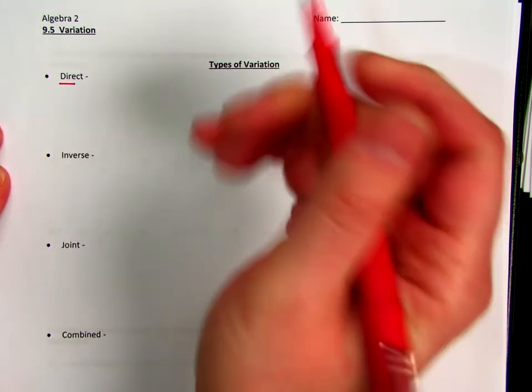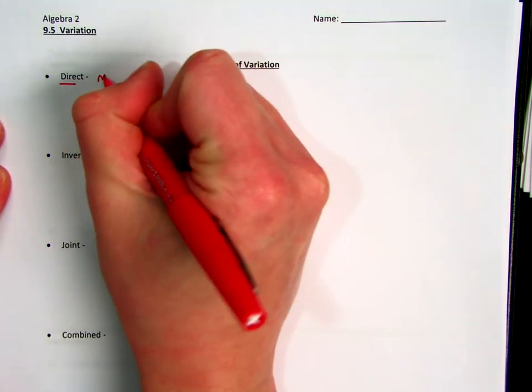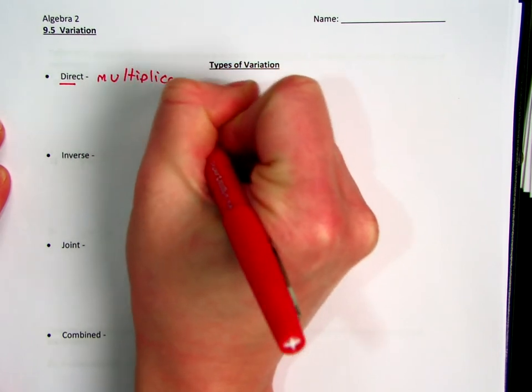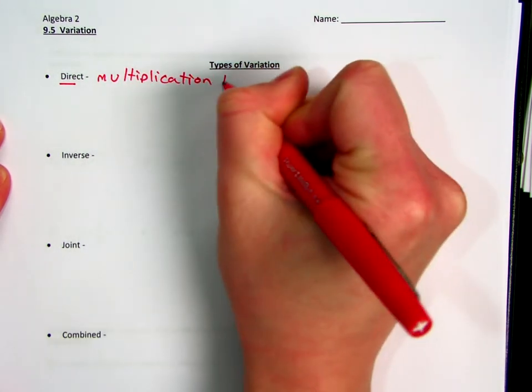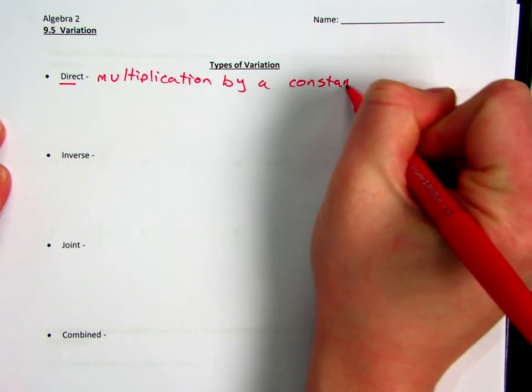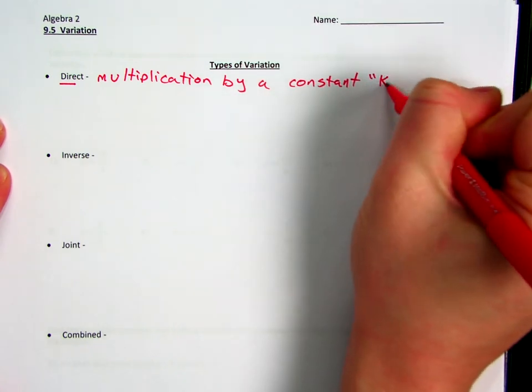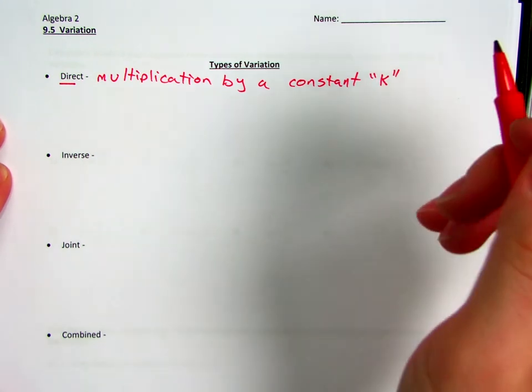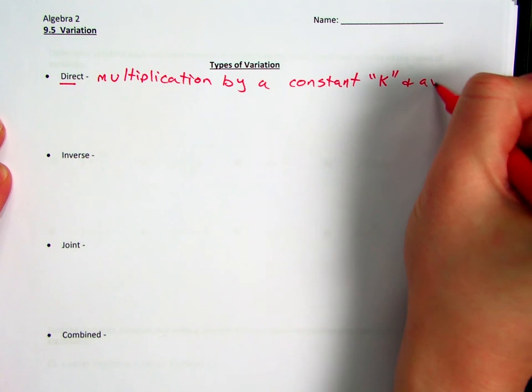So to start with, we're going to start out by talking about direct variation. Direct variation is really just multiplication by a constant that we abbreviate as being k. Okay, so it's multiplication by a constant k and a variable.